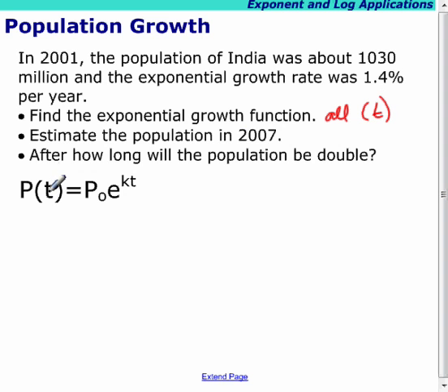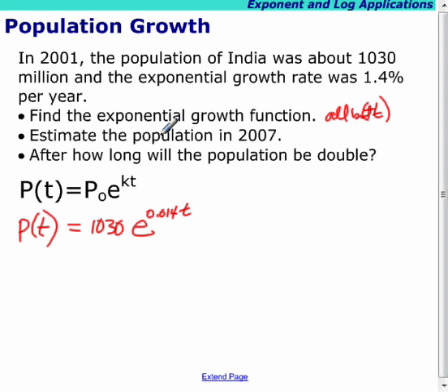So let's do that. The population after a given time, we don't know what t is, so we just write that. The population that I start with is 1030 million. Let's just express things in millions. So it'll be 1030 e to the k, our exponential growth rate is 1.4%, so that's k, so that'll be 0.014 times t. So that there would be our exponential growth function, plugging in everything except for t.